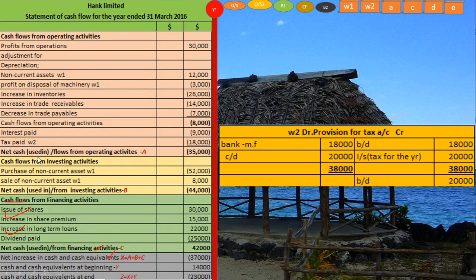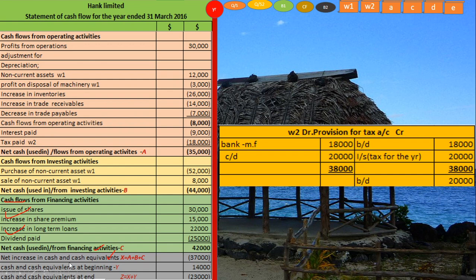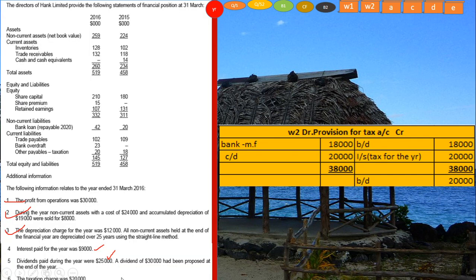If you look here, tax paid 18,000, cash outflow. Interest paid 9,000 is understood. Dividend is 25,000. You can look down here, dividend paid 25,000. And remember, you don't need to deduct the proposed dividend. Proposed is not relevant for the question. You just need to deduct the dividend paid. Proposed is simply a proposal, so there is no outflow of cash.